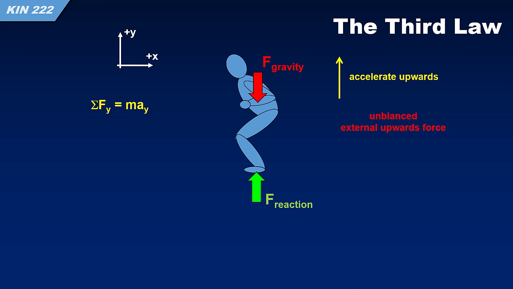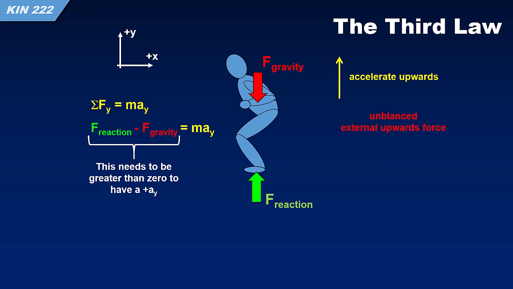So let's apply Newton's second law here again in the y direction. We add up all the forces in the y direction, and that has to equal the mass times the acceleration in the y direction. In this case, our forces are the reaction force going up and the gravity force going down. The goal is to get a positive y acceleration, and the only way we can get that is if the difference between the reaction force and gravity is greater than zero. That's the only way you can have a positive upwards acceleration. If the reaction force was exactly the same as gravity, we'd be back to the book example we just looked at, and there would be no upwards acceleration.